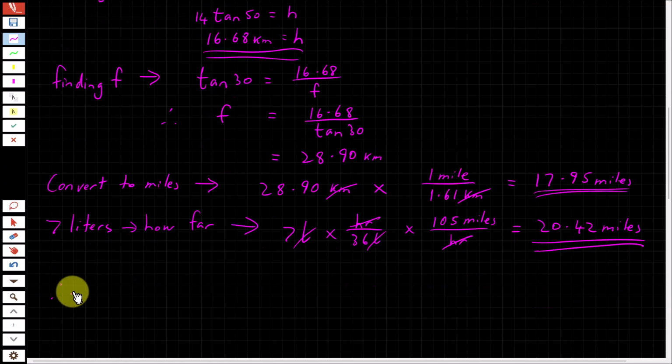So from this information we can see that with the 7 litres of fuel that the plane has, it can travel 20.42 miles. The distance it needs to travel is 17.95. So 17.95 is less than 20.42. So the plane will make overhead A.